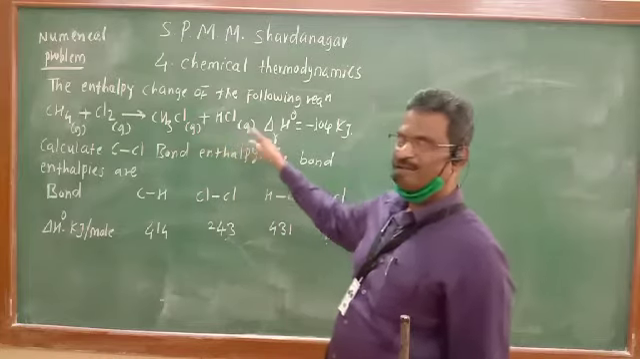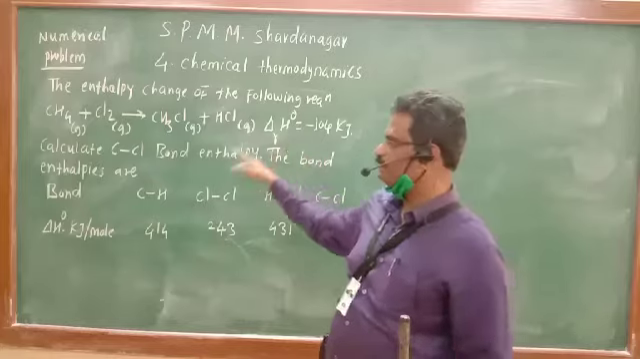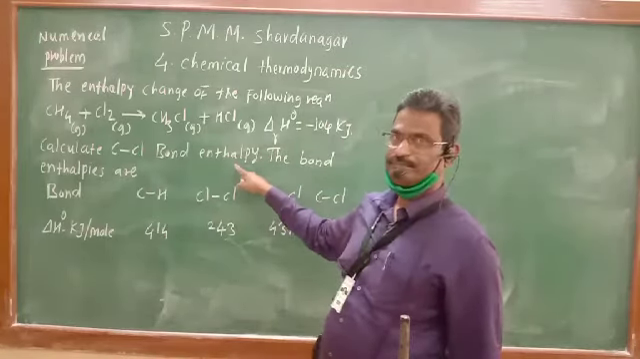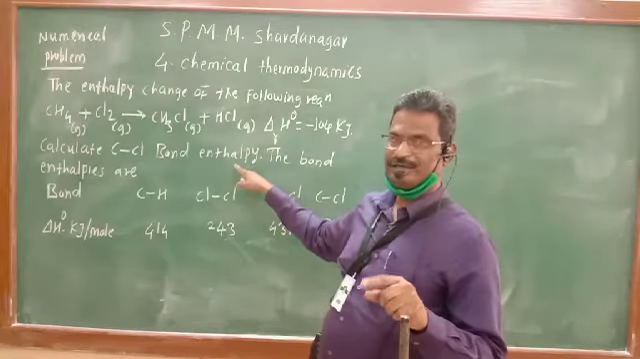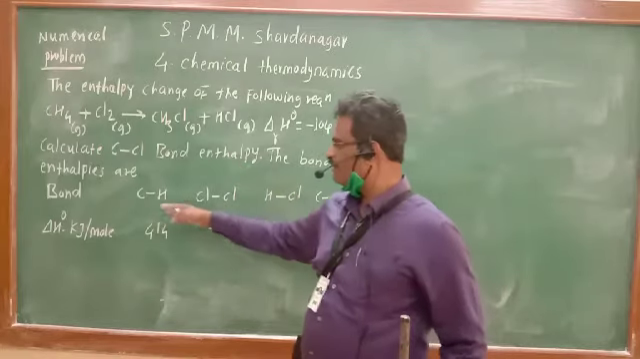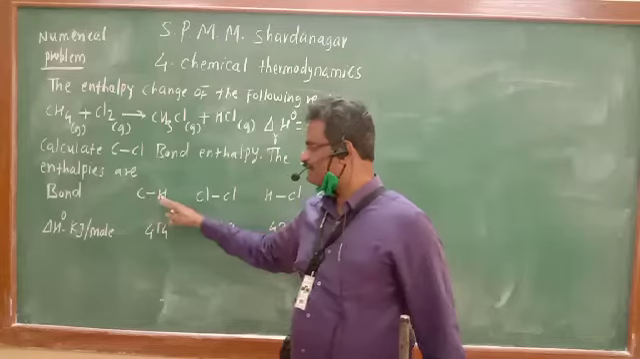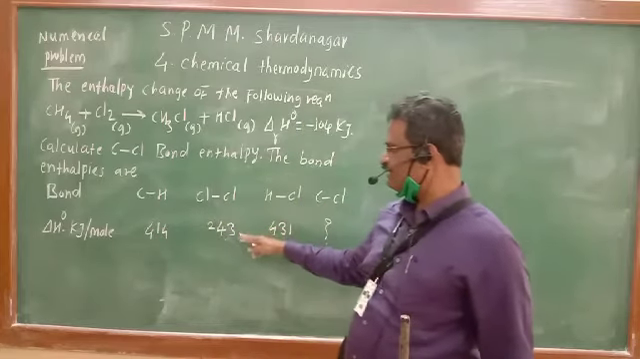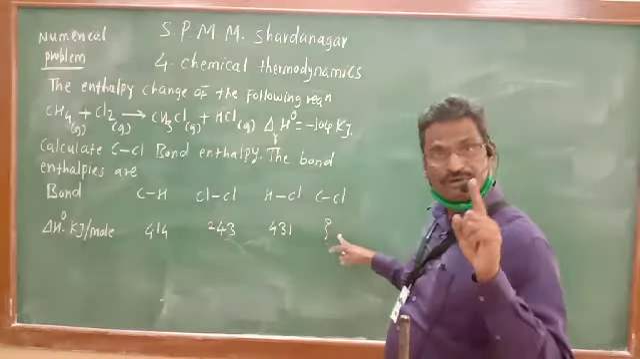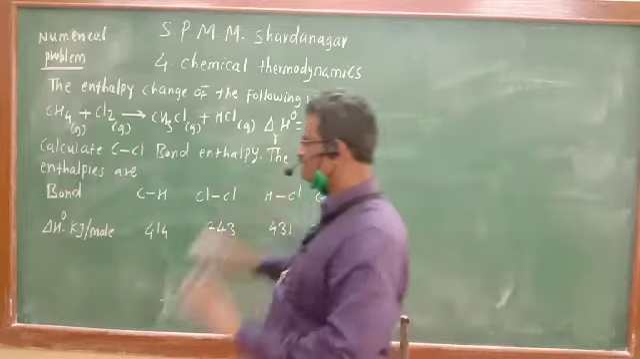For this reaction, enthalpy of reaction is given, and we have to calculate the CCl bond enthalpy. Reaction enthalpy is given, and we have to calculate the bond enthalpy. And further, the bond enthalpy of these 3 bonds is given. Bond enthalpy of CH bond is given, ClCl bond is given, HCl bond is given, and CCl bond we have to calculate. So here it is a question mark. In this reaction, what happened?